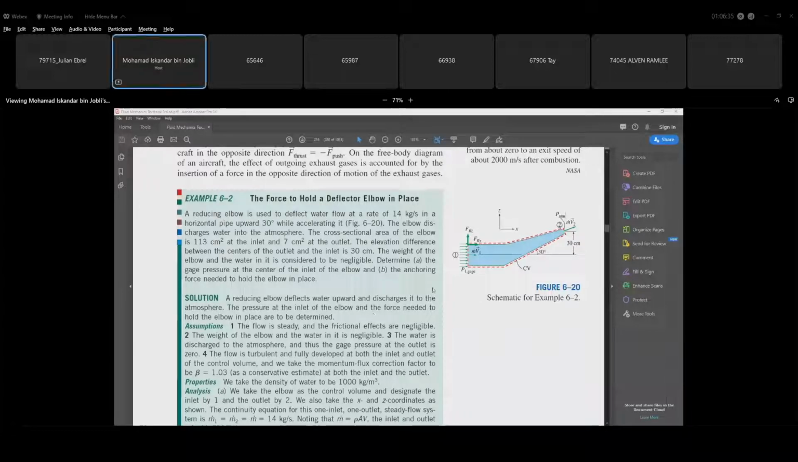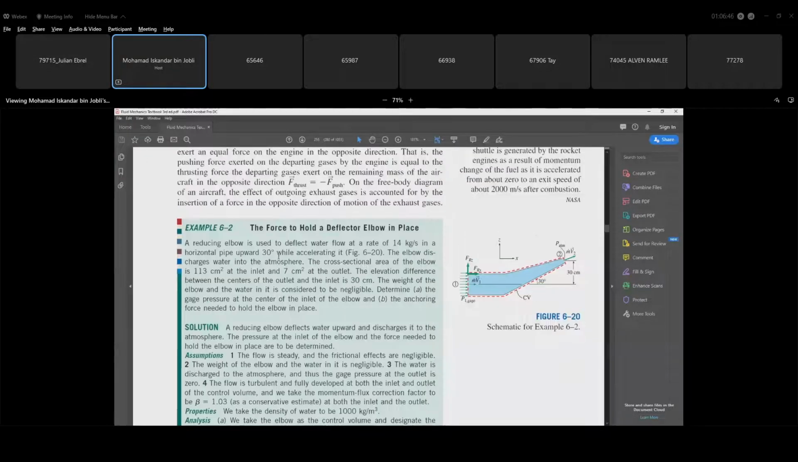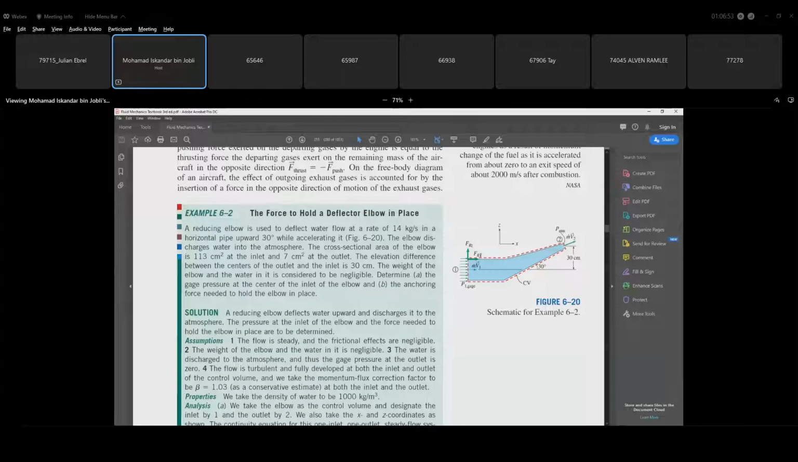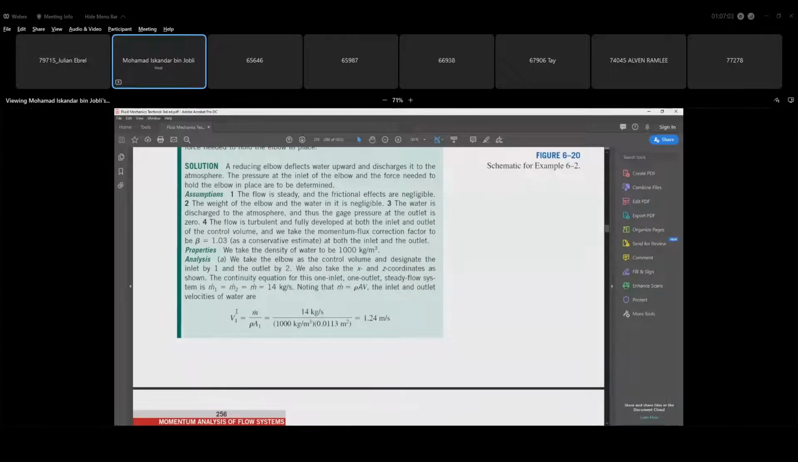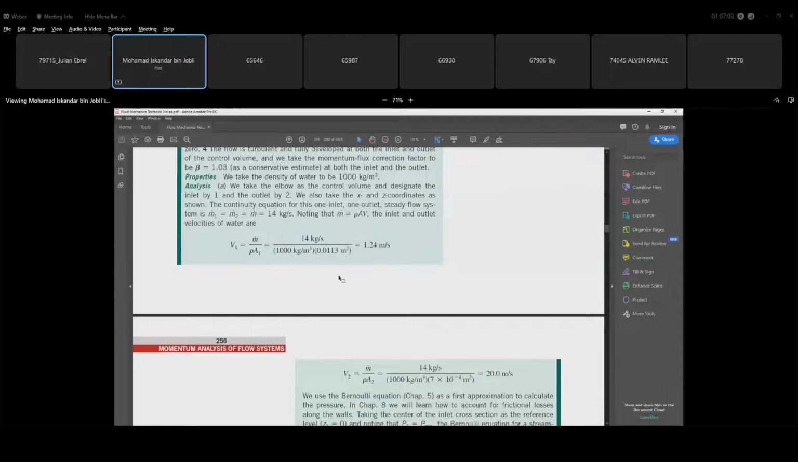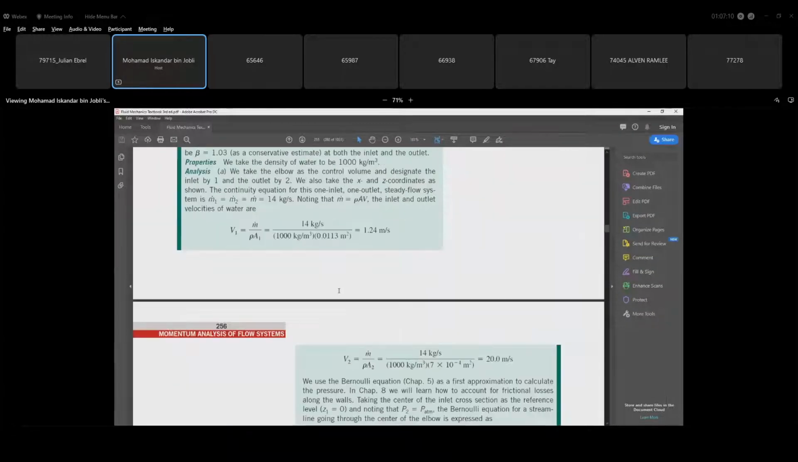P1 is what you're trying to find. And then the V1, V2, is it given? Let's go back to the V1. V1, V2 is not given. It's only giving you the cross-sectional area. That's even better, because the moment you know the flow rate, m equals rho AV, or Q, the V dot, equals AV, you can find the velocity. See, m equals rho AV1, m equals rho AV2, just to fulfill whatever is missing in here.